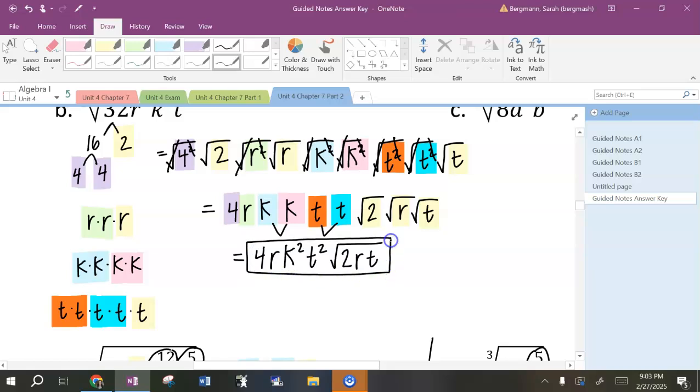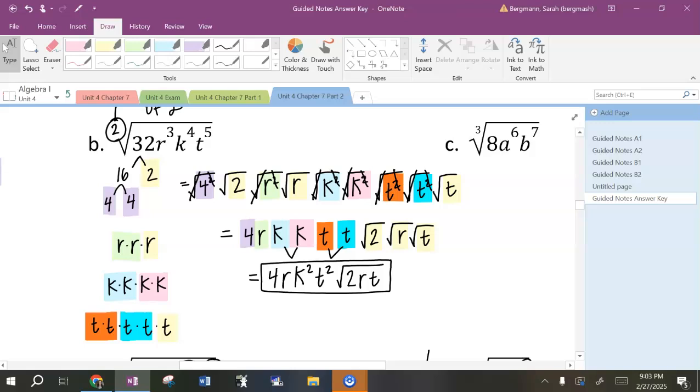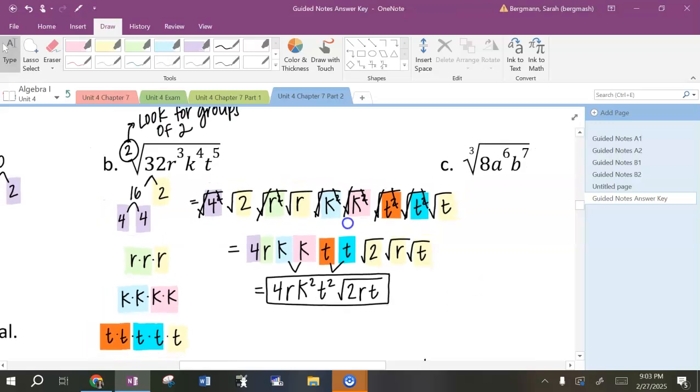That's my final answer. On this problem, we expanded it all the way out. In the future, what you can do is this. You can just look for groups of 2.